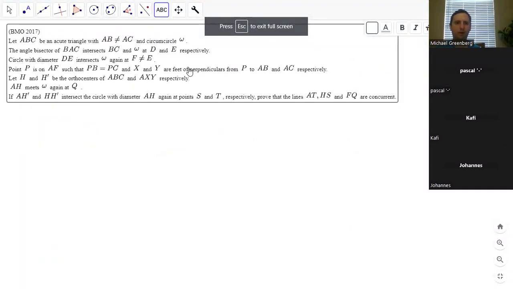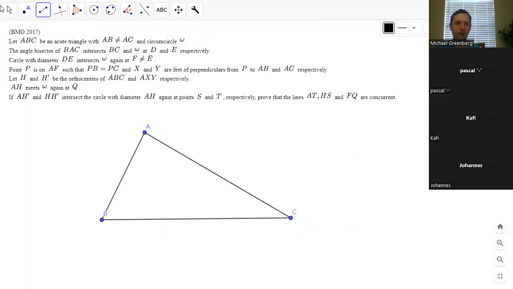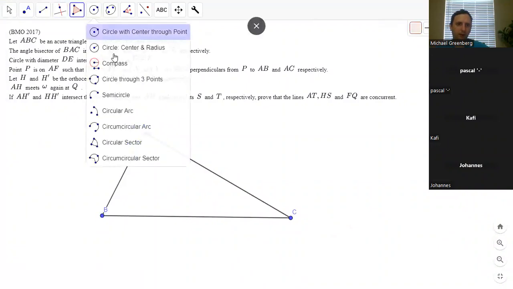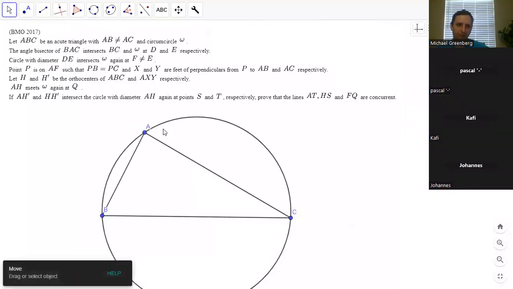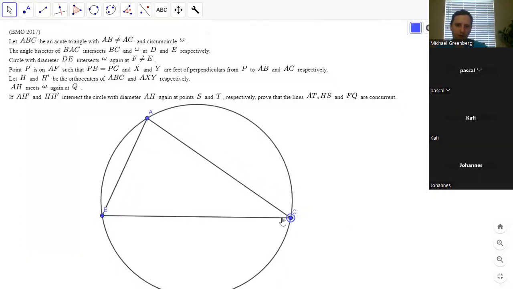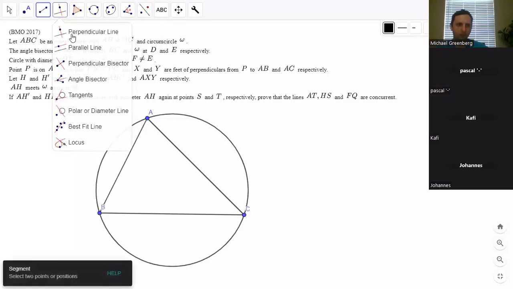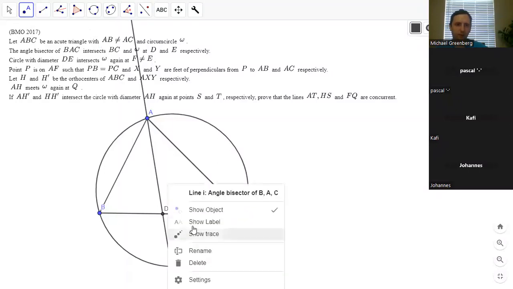So we have a triangle with circumcircle omega, and the angle bisector, we want to see where it meets BC and the circle. Okay. So it meets BC at D and the circle at E. And then we draw the circle with diameter DE.